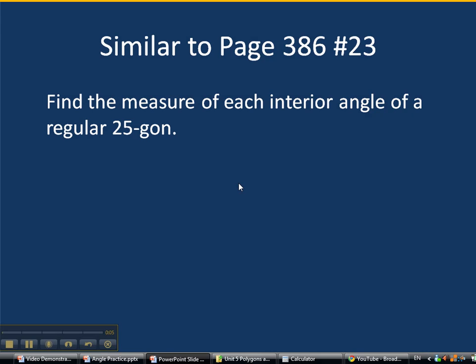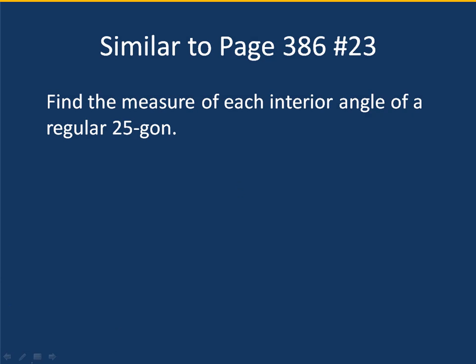All right. So now we're going to be doing the next three problems of your homework. Sorry, hold on. Okay. The first question is similar to number 23 on page 386, and it asks you to find the measure of each interior angle of a regular 25-gon.